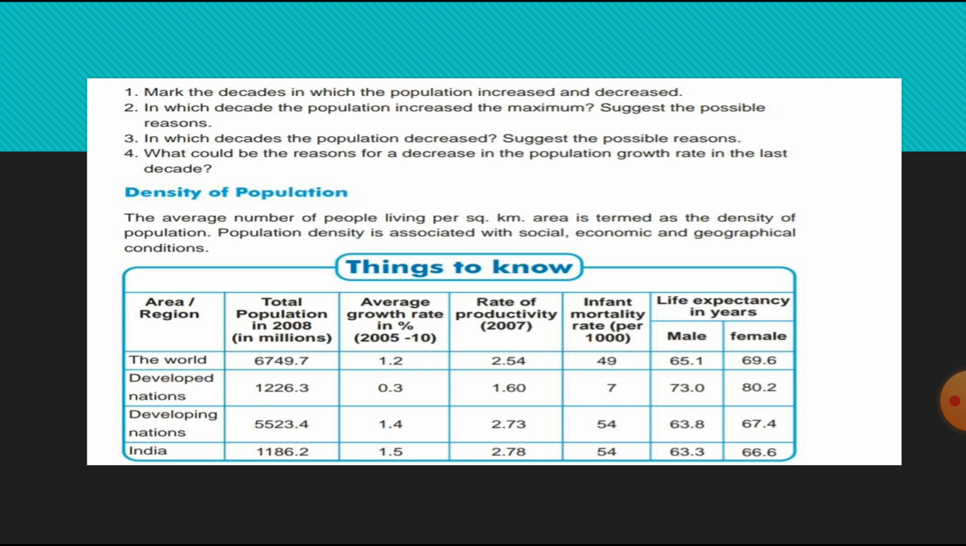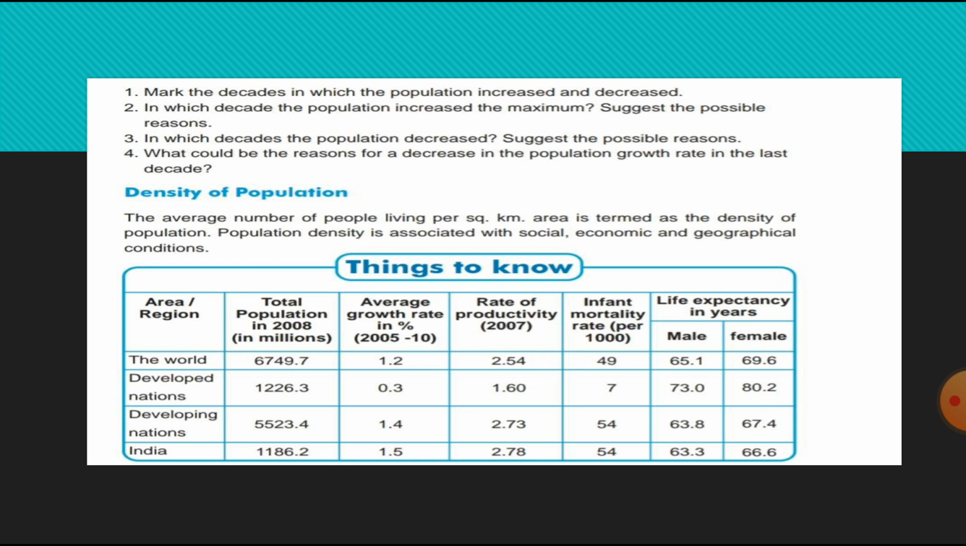They have counted all these four, and the average growth rate, also in percentage, from 2005 to 10. And they have also given us the rate of productivity in the year 2007. Then they have given us the infant mortality rate per thousand. And they have also shown us life expectancy, male and female. See, let us discuss the first one, the world. See, the population in 2008, in millions, is 6749.7.